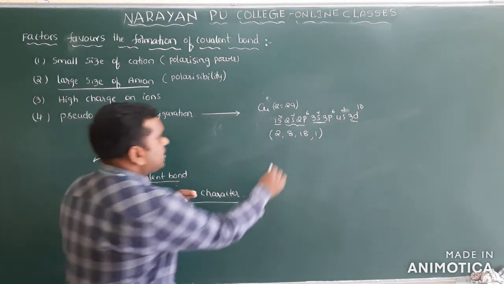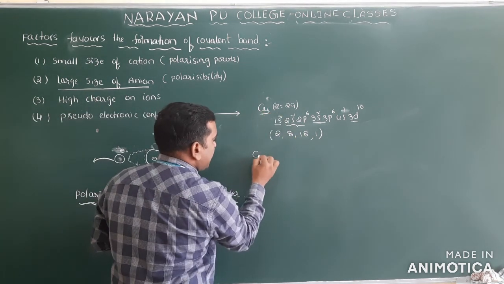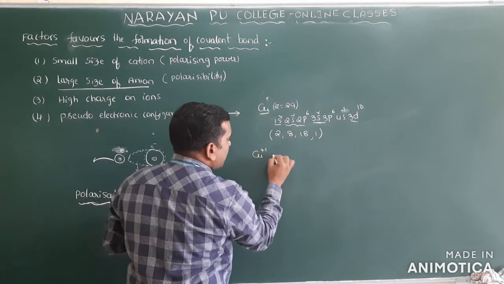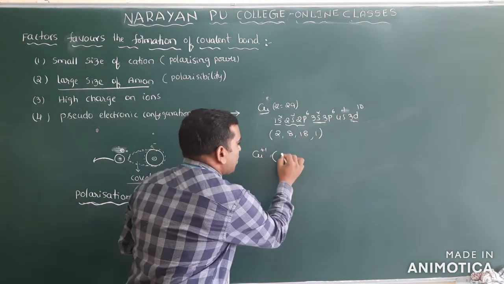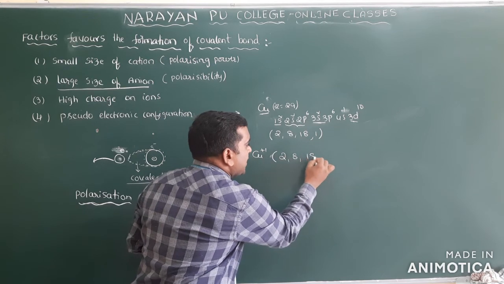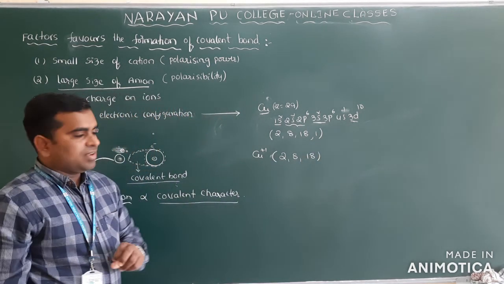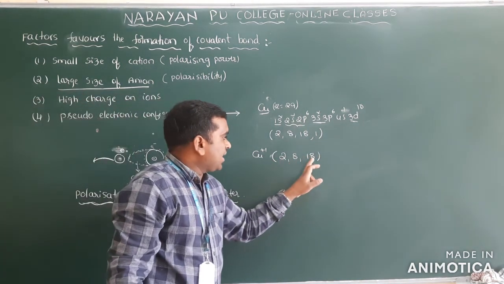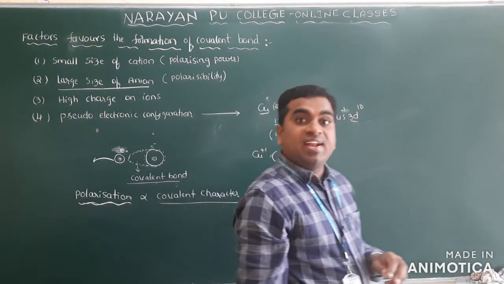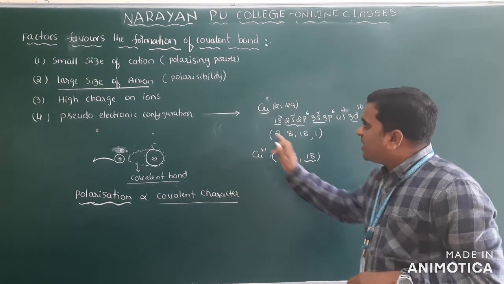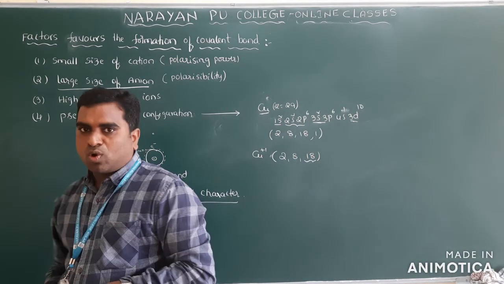And here, this is the electronic configuration. Clear? If I write, this is copper. If I write Cu plus 1, Cu plus 1 means we have to remove 1 electron. Remove 1 electron here, then what will we get? 2, 8, and 18. Clear? So valence electrons, how many are there here? 18 electrons are there, and that configuration will be called a pseudo electronic configuration.